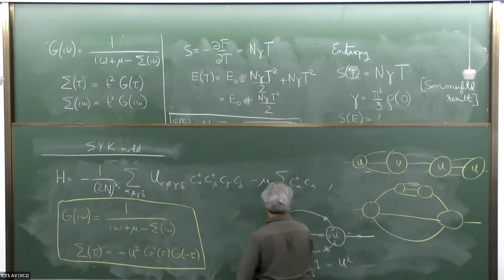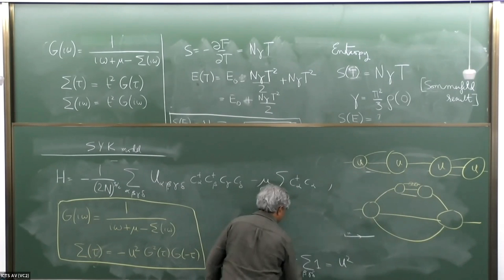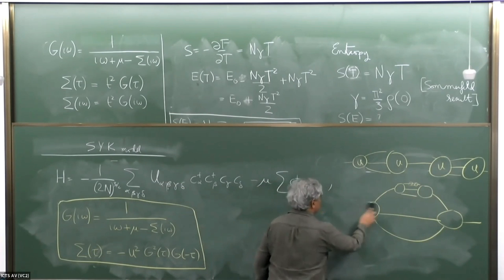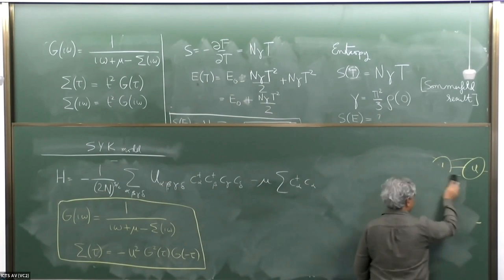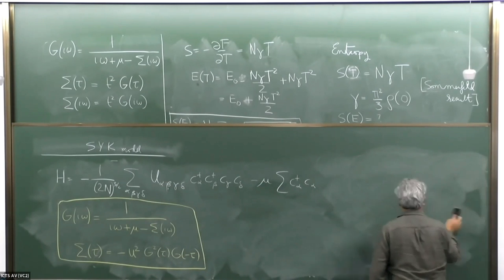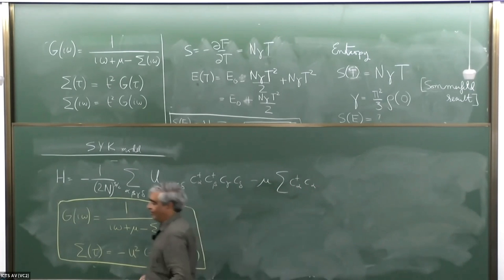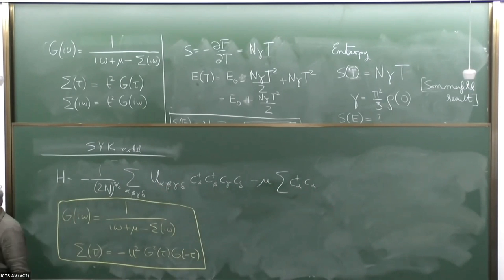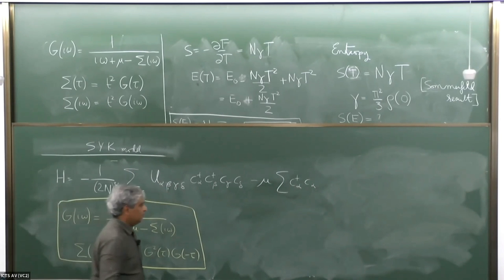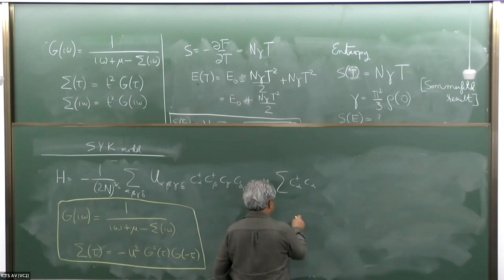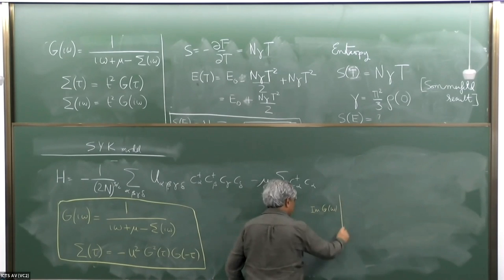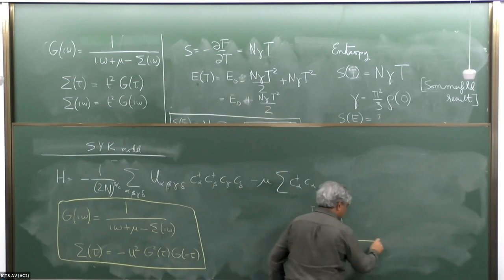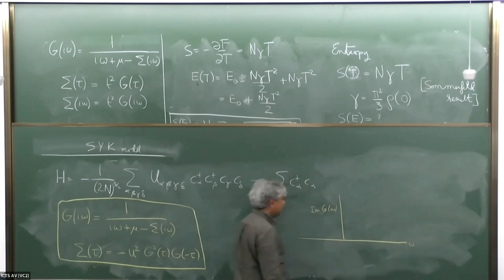Okay, so let's see, what are some of the things you can say very quickly? Well, as physicists, you say, let's just make an ansatz for a solution and see if it works. Now it's hopeless to solve it at all frequencies, so let's make an ansatz for low frequencies. So you're going to plot the imaginary part of G of omega on the real axis. It has to be positive for both negative and positive frequencies.